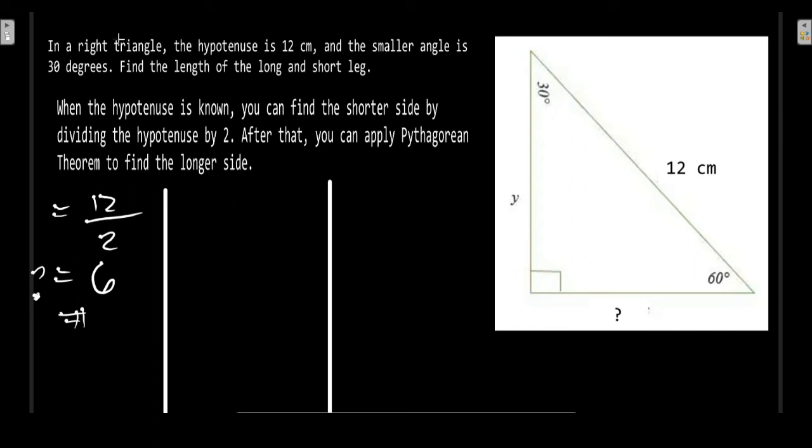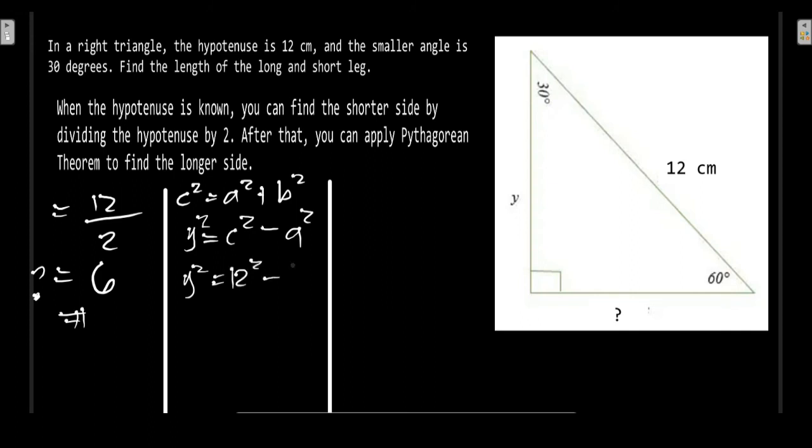So our Pythagorean theorem here is c square is equal to a square plus b square. What we are looking for here is our y. So we have c square minus, let's say, a square. So y square is equal to, what is our c square? 12 square minus our a, which has a value of 6 square. So now, 144 minus 36.